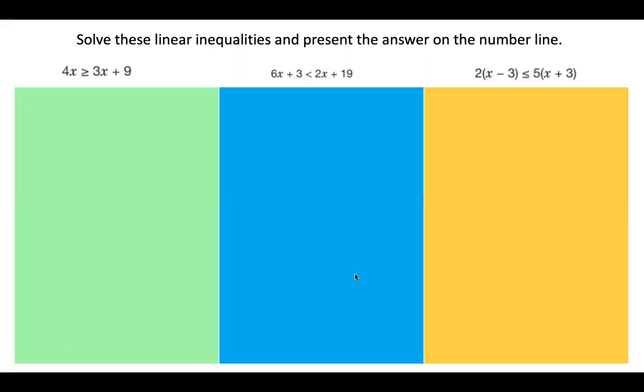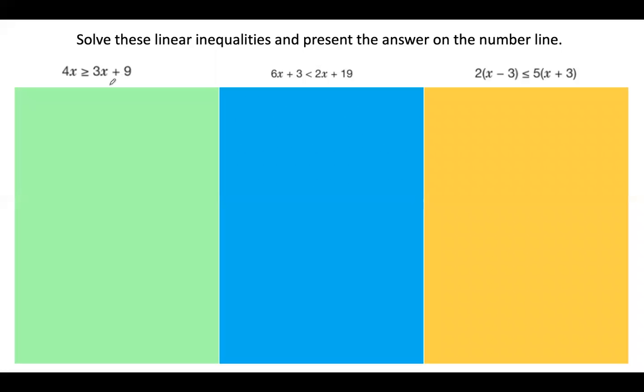Here is part 2 of the video on inequalities. As you see, you have 3 different inequalities, but this time with x's on both sides. And here we have brackets involved as well. So let's have a look. Number 1, 4x bigger than or equal to 3x plus 9.